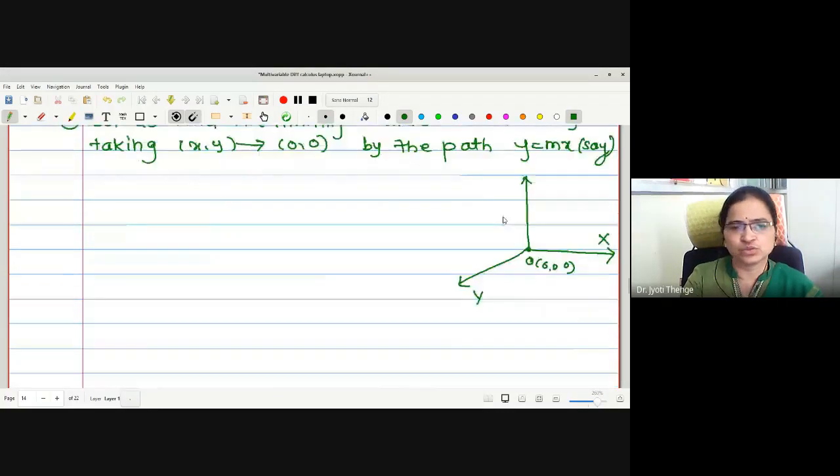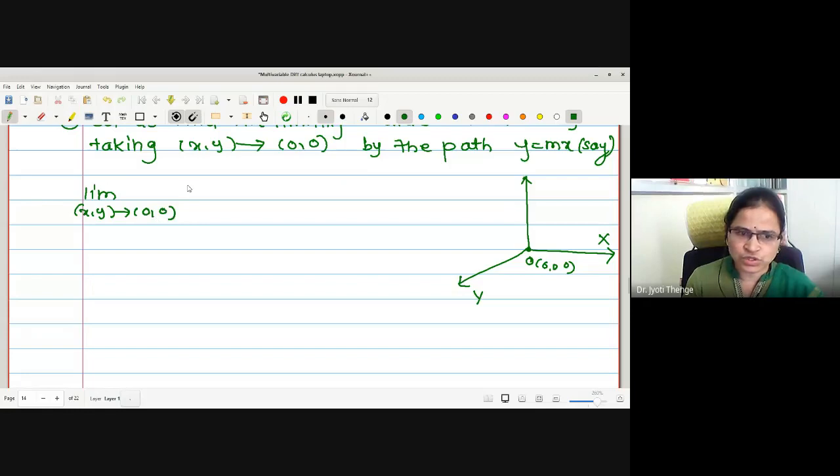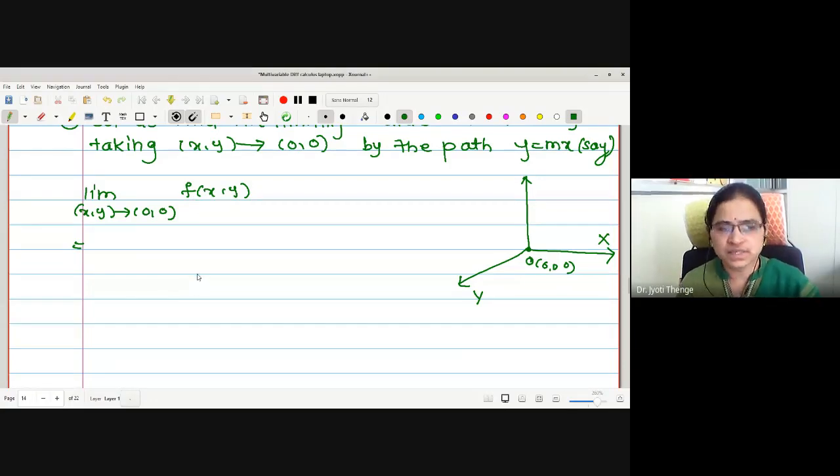Limit (x, y) tends to (0, 0) for the function f of (x, y). And if the value is equal to f of (0, 0), this is continuous. If it is not, it is not continuous. Right? What path have we selected?